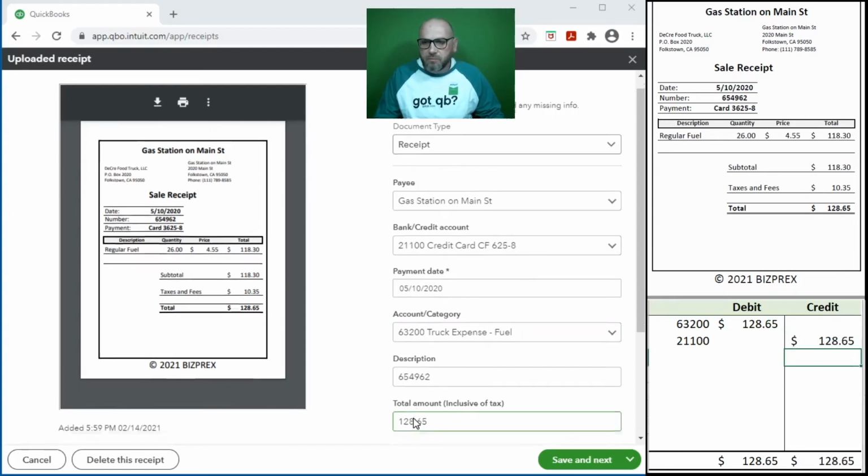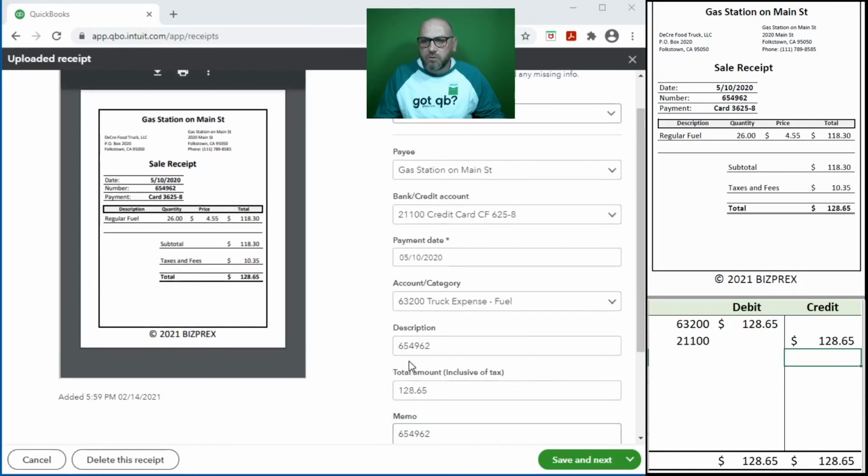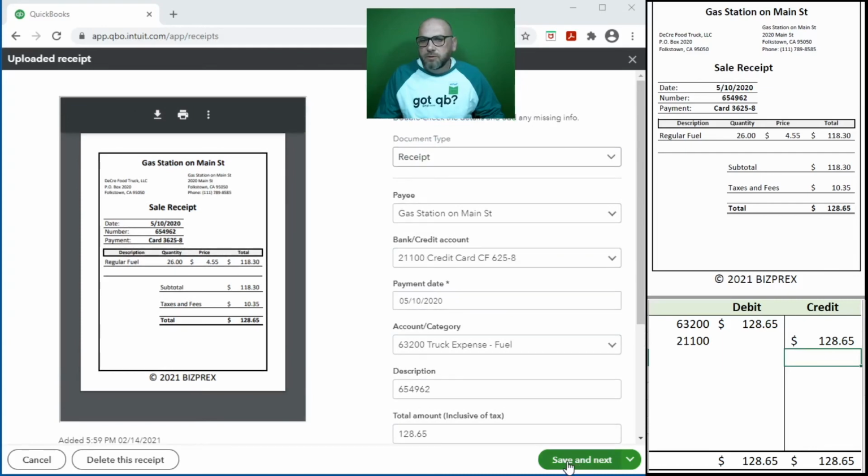This amount right here, 128.65, right? It is a debit to account 63,200, and it is a credit to account 21,100. All right, so we're good to go. Date is correct. Everything is good.